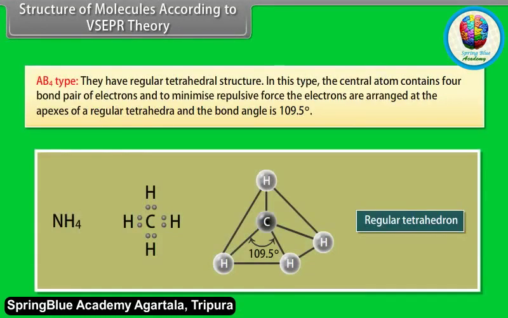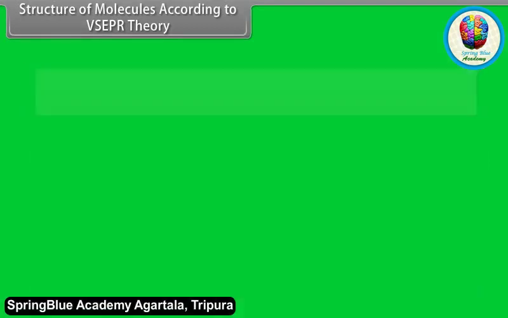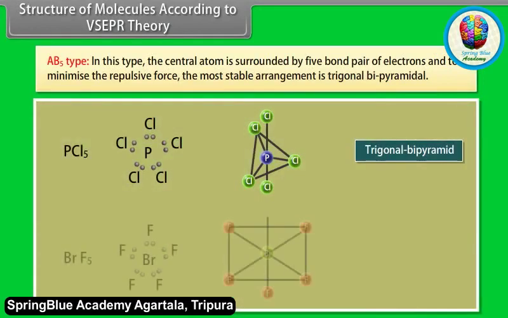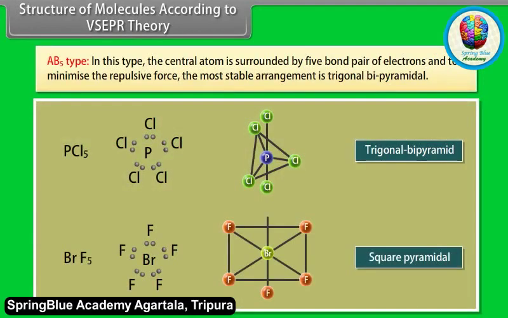AB4 type. They have regular tetrahedral structure. In this type, the central atom contains four bond pair of electrons, and to minimize repulsive force, the electrons are arranged at the apexes of a regular tetrahedra and the bond angle is 109.5 degree.